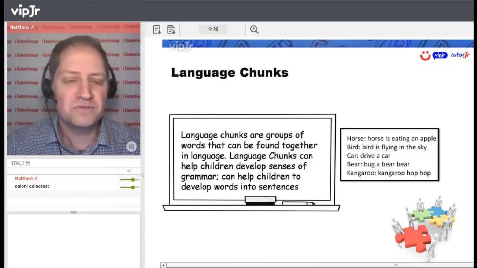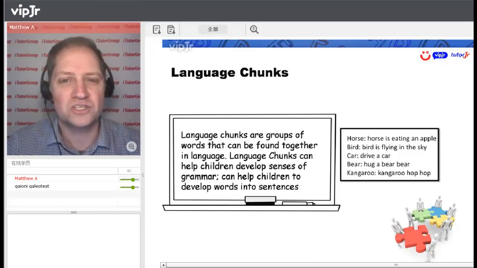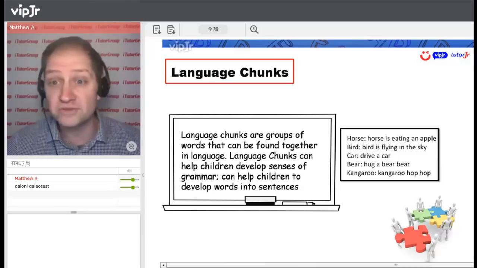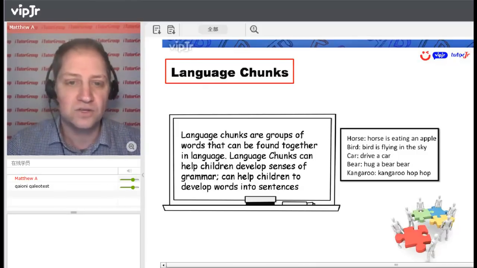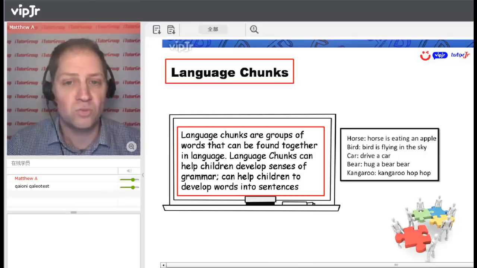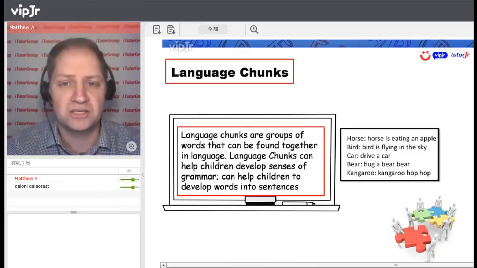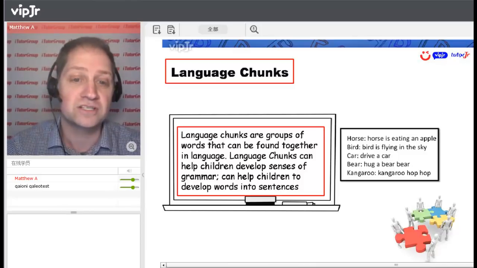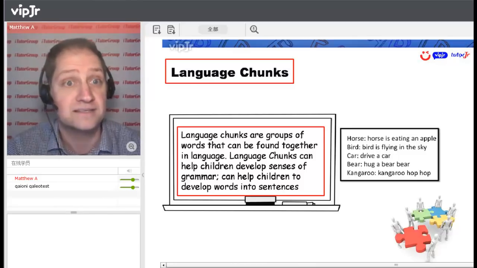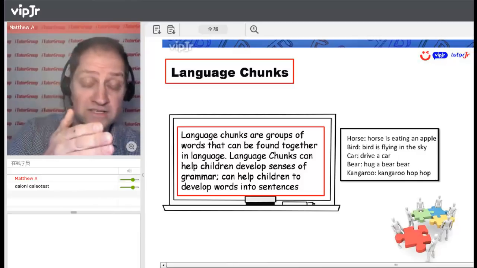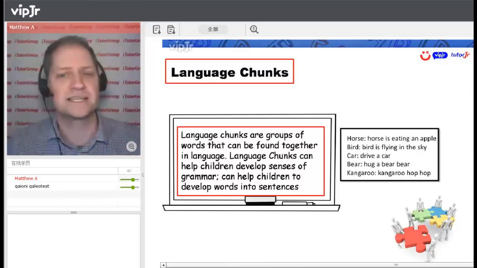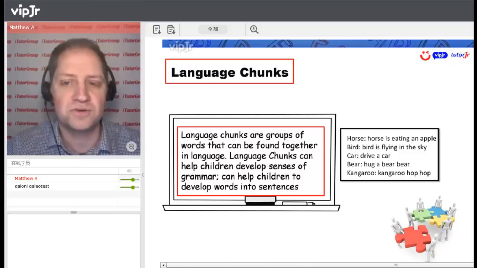So moving on, we're talking about language chunks. What are language chunks? Why do we have them? When do we use them? Well, notice what we have here on the whiteboard. Language chunks are groups of words that can be found together in language. So language chunks can help children develop a sense of grammar. They can help children to develop from the words, then put them into a sentence. So notice we've got a few examples here.